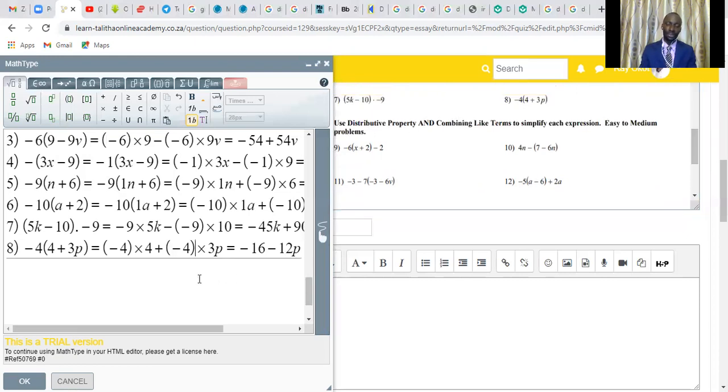So here we go. Activity 2 continues with numbering of 9, then to 10, 11, and also 12. So where do we start from? Well, let's start from 9. Now notice that from 9, we are given negative 6 times the quantities inside the bracket. They are x plus what?